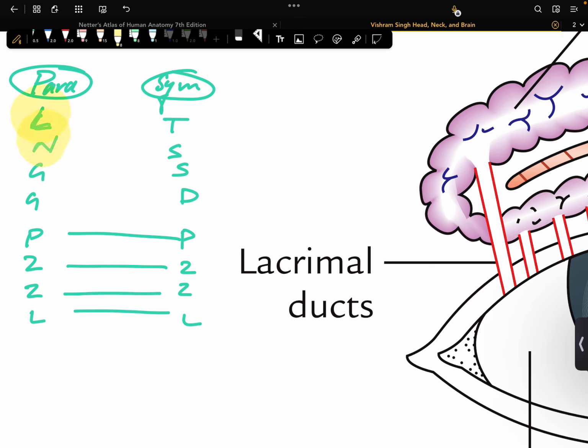N for nervus intermedius. G for geniculate ganglion, greater petrosal nerve. Other G for greater petrosal nerve. P for pterygopalatine ganglion. It gives origin to postganglionic parasympathetic fibers and the zygomaticotemporal nerve, and the lacrimal nerve to the lacrimal gland.